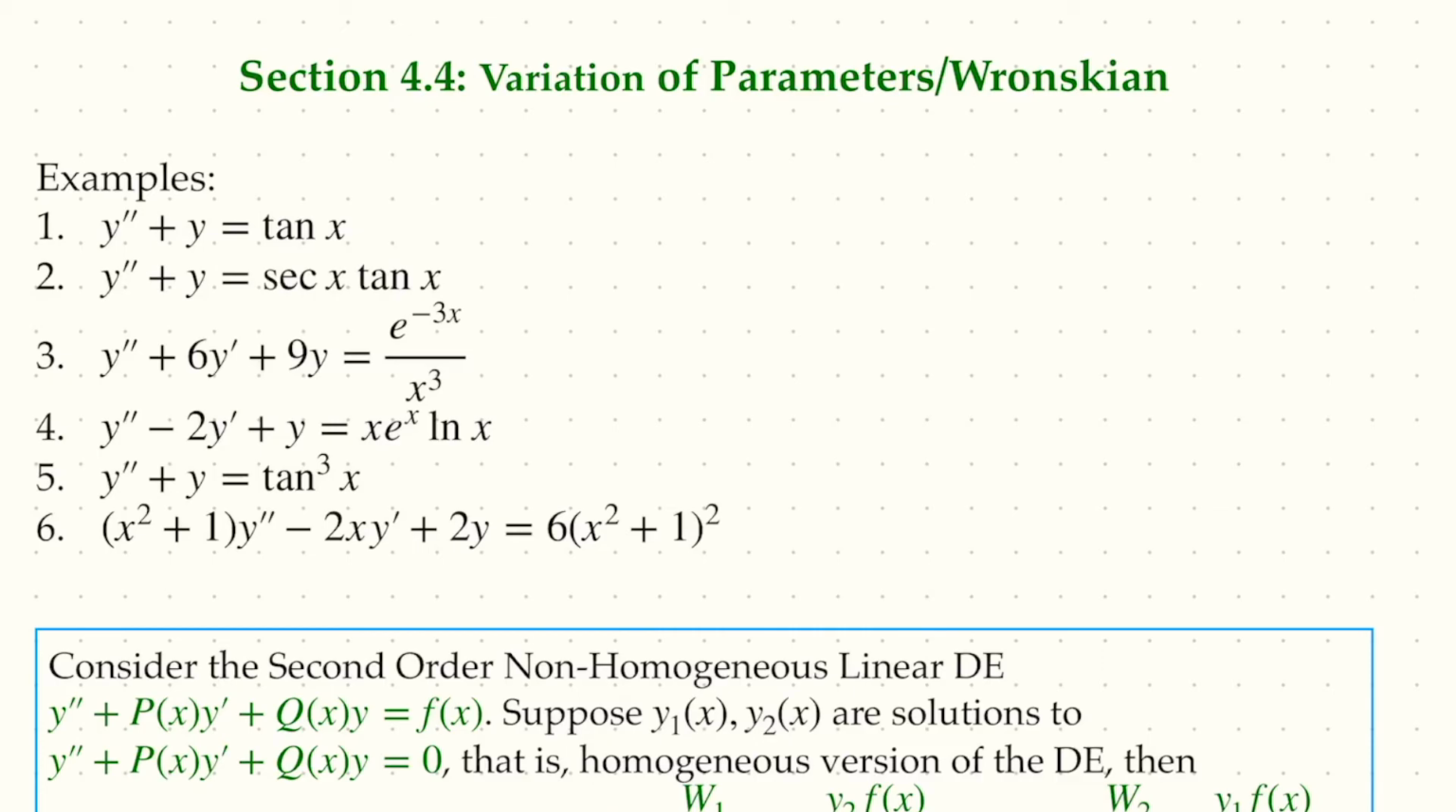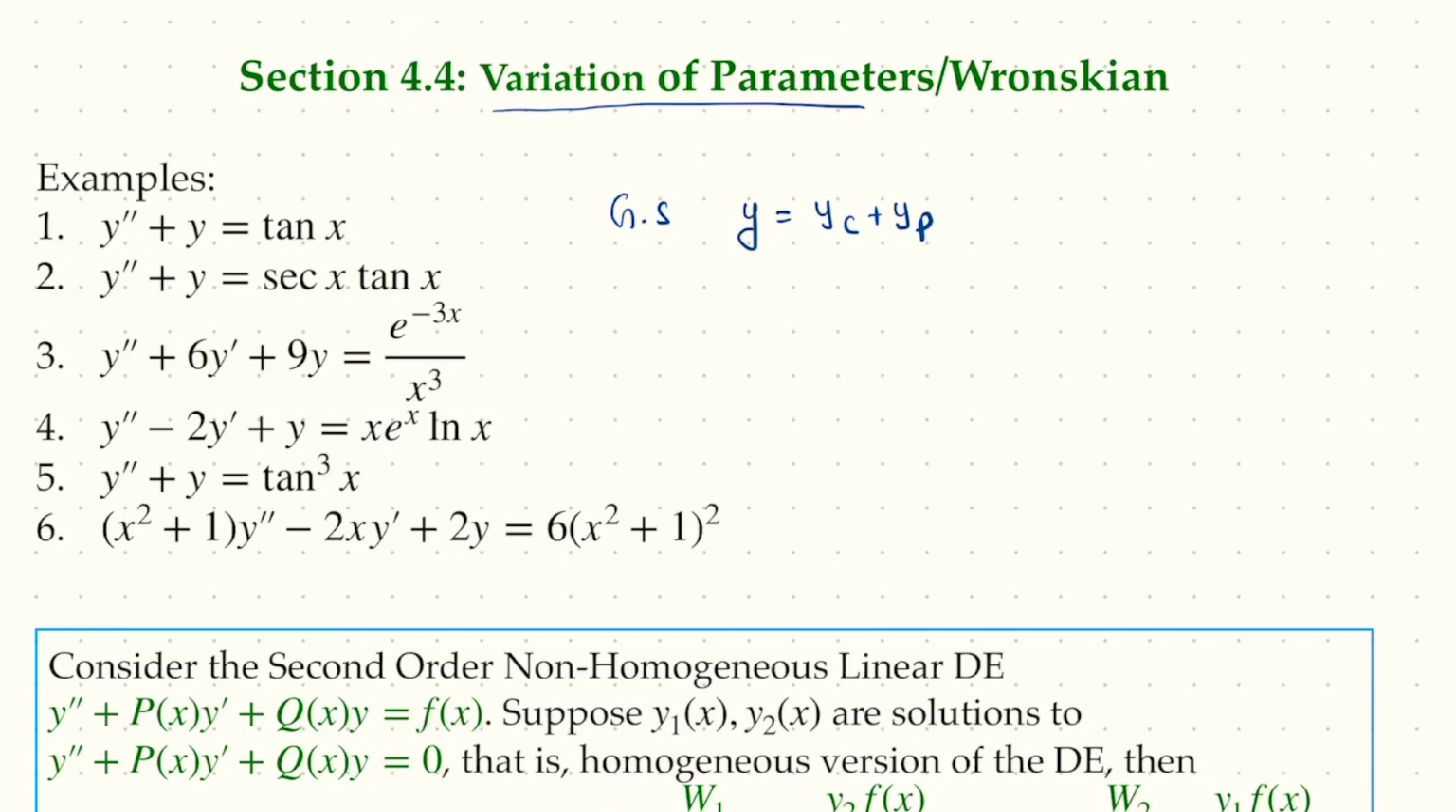The variation of parameters is basically for when you have non-homogeneous higher order differential equations, with either constant coefficients or non-constant coefficients, and you want to find the solution. We know that the general solution for a non-homogeneous higher order differential equation is going to be y is equal to yc plus yp. This variation of parameters doesn't deal with the yc, it deals with how to find the yp.